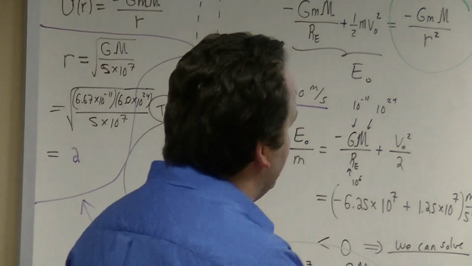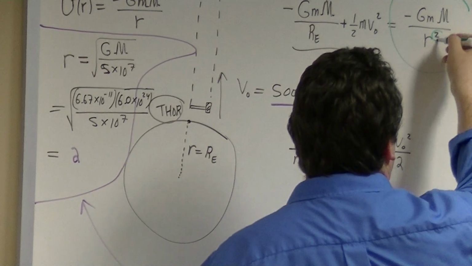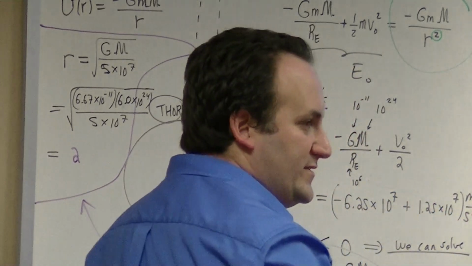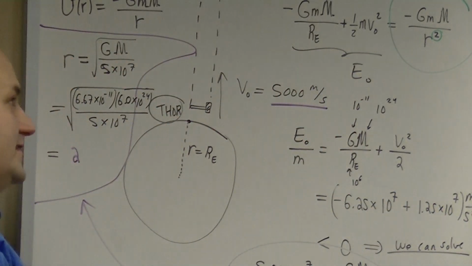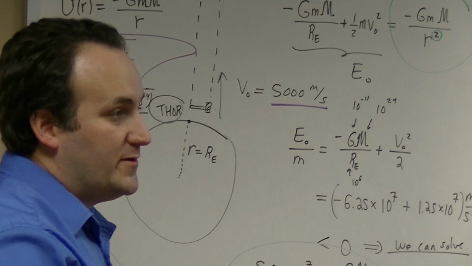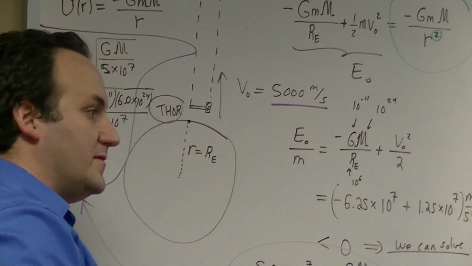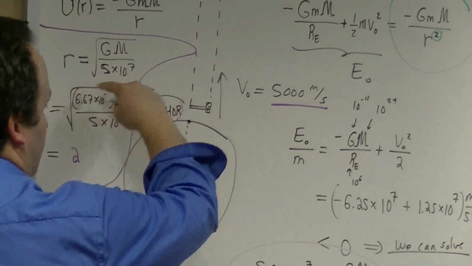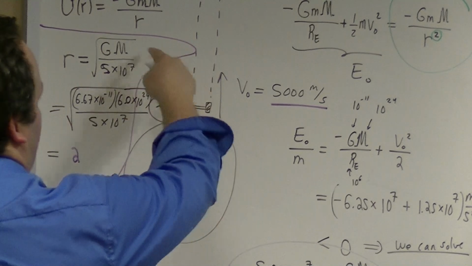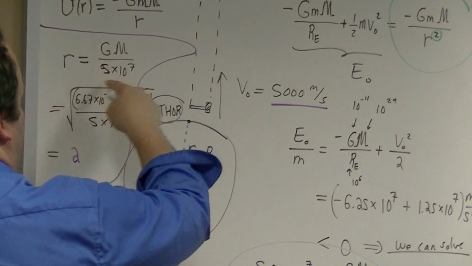But no, that's not supposed to be a square. That was the whole point today. The gravitational potential energy is the same formula, but with a minus and a reciprocal rather than a square in the reciprocal. So I don't need this square root. That's all that it really means for us here.